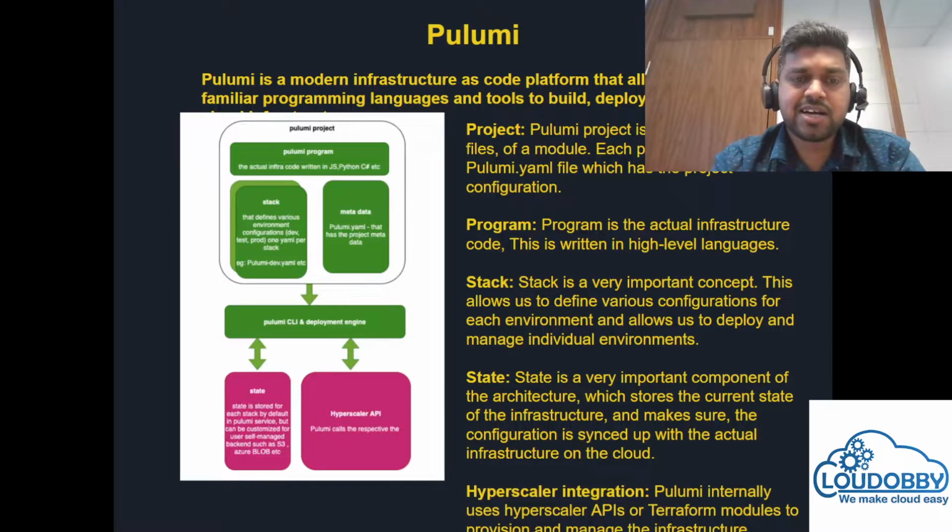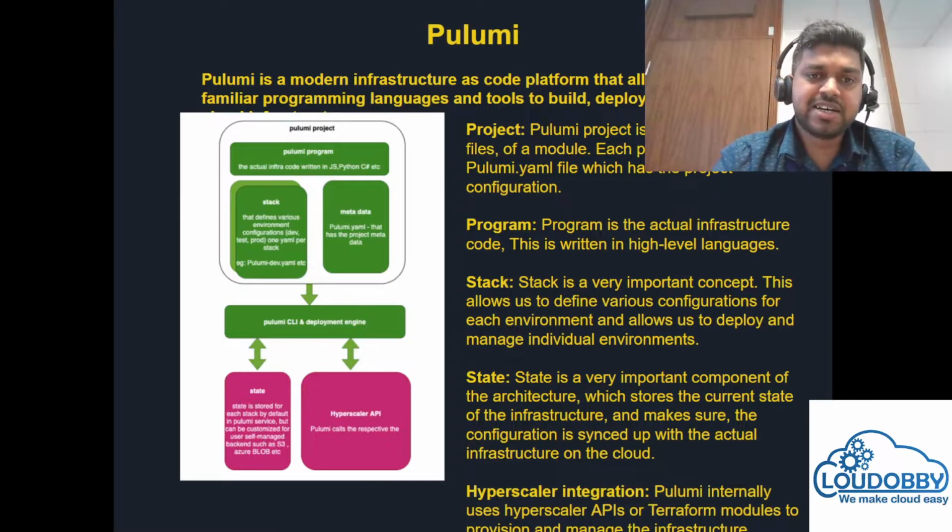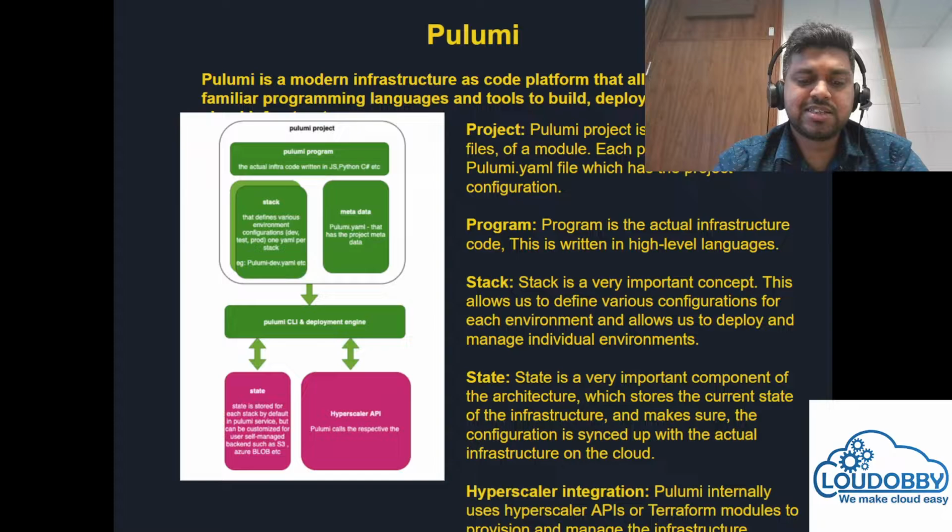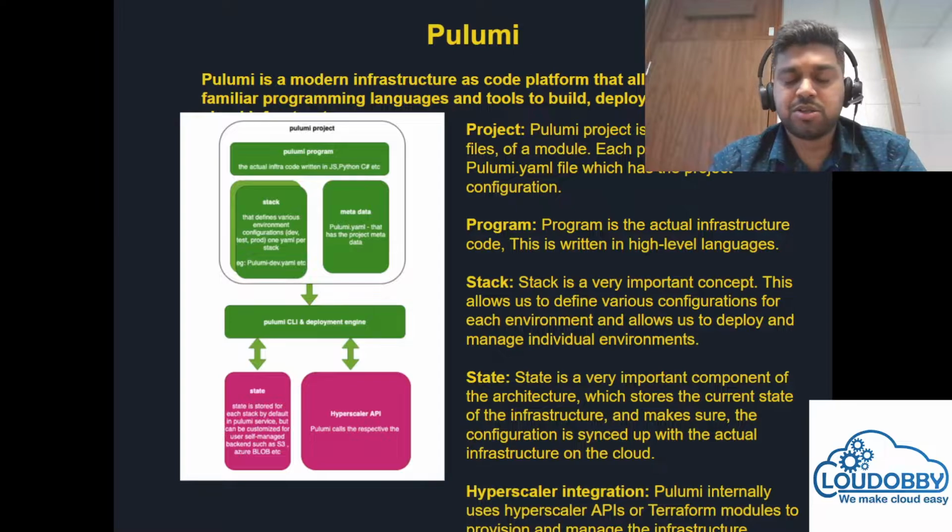Then you have the stack. Stacks are very important because when you're deploying your infra to multiple environments, you have development, UAT, production, and some other infra. So those segregations can be done using stacks. Then you have a metadata file, pulumi.yaml, that has all your metadata information, like which region you want to deploy, or if you want to give some configuration information. Those information are available in the pulumi.yaml file.